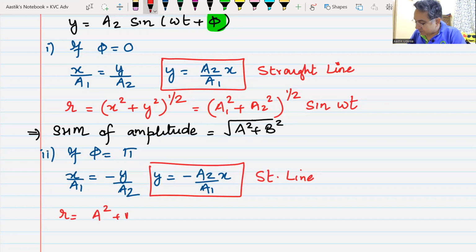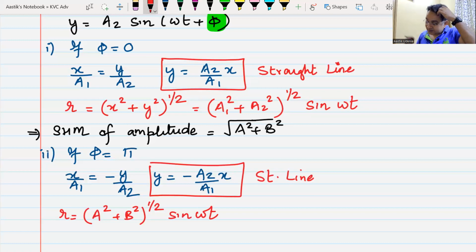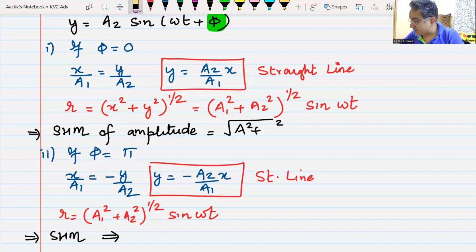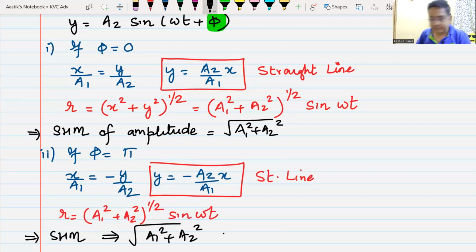The resultant displacement will be a square plus b square raised to the power half, sine of omega t. This is again a SHM. Sir, B, where is B? Oh, sorry. A1 square plus A2 square. This is an SHM. Amplitude is, oh, here also I've written B. Why am I writing B? Under root of A1 square plus A2 square. Do we understand this, or has this gone above and it's saying bye bye?